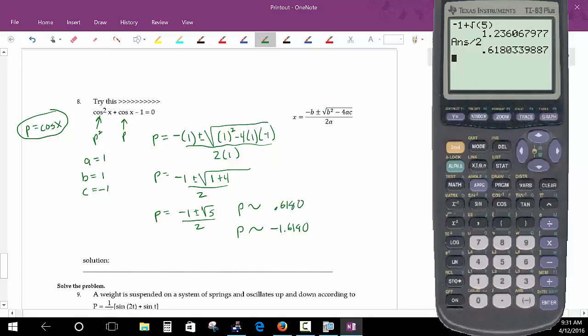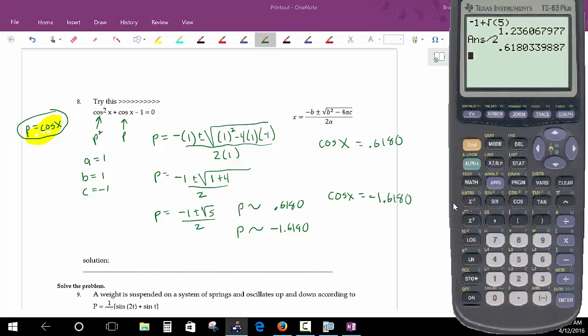Okay, so we got that. So the quadratic formula, you guys doing okay with that? Now you've got to remember this substitution. This is the thing that students forget a lot of times: you've got to do cosine x equals 0.6180, and you've got to do that on the calculator. Then you've got to do cosine x equals negative 1.6180, like that. Okay, so far okay?